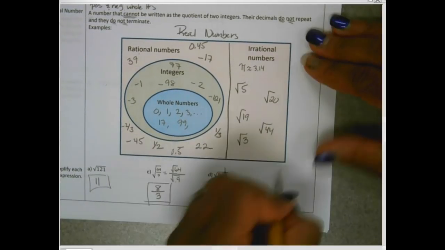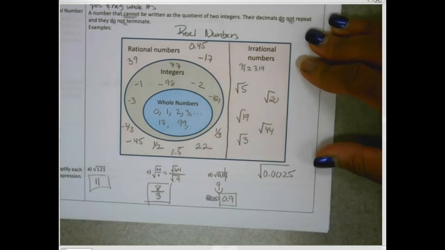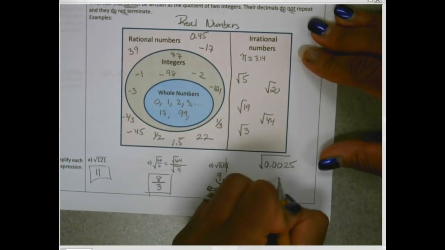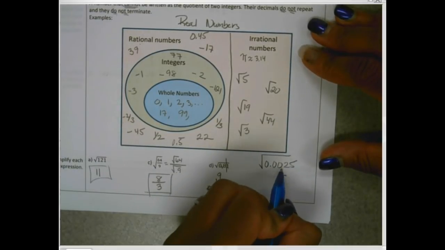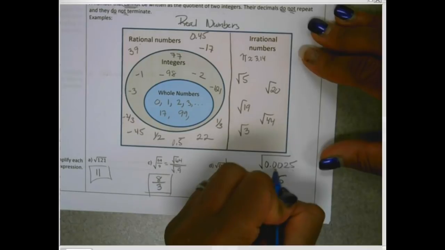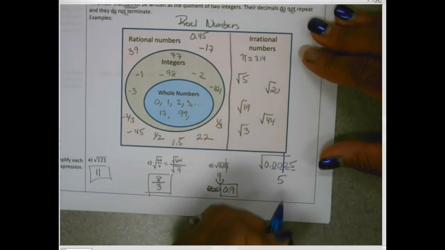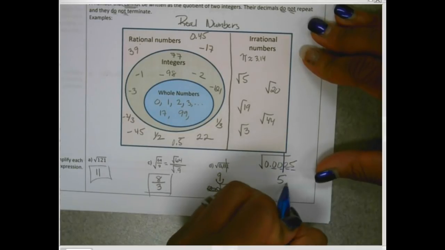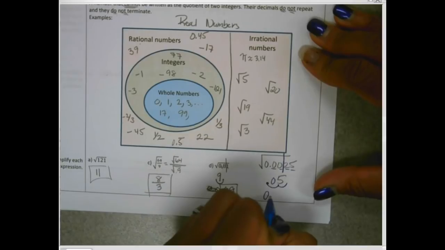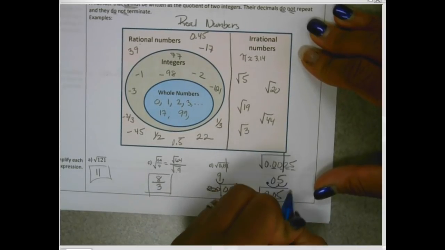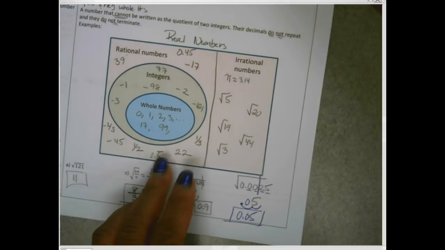Let me show you again. Let's say I have 0.0025. Well, what's the square root of 25? 5, you might say. And then I look at this. There's 1, 2, 3, 4 places, right? 1, 2, 3, 4. Cut them in half. This seems aggressive. So now I should have 1, 2 numbers after the decimal point. So my answer is 0.05. Like it? I love it.